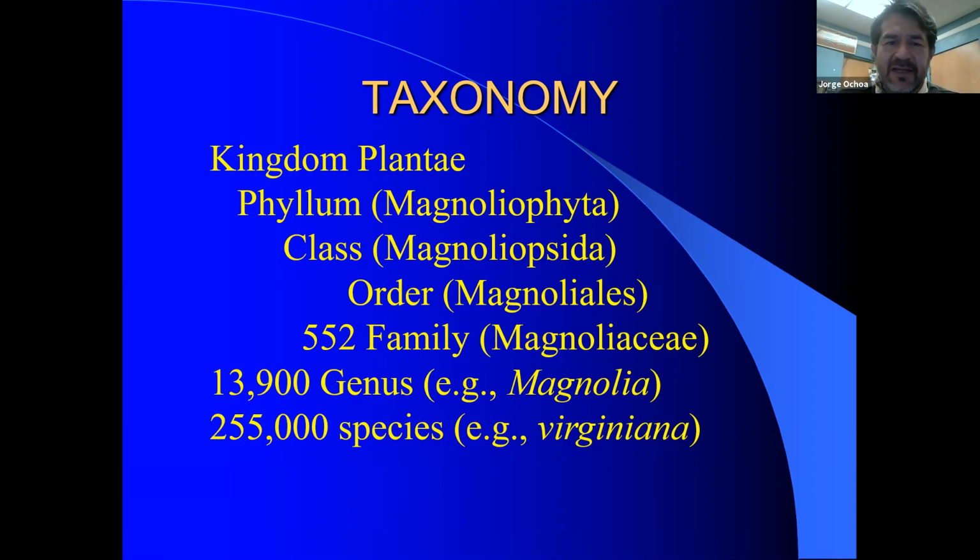And then species of plants, we're looking at 255,000, just as an example. And so the botanical name is going to fall under the taxonomy. And so the botanical name of the plant is going to be made out of the genus, which we have here, and the specific epithet.